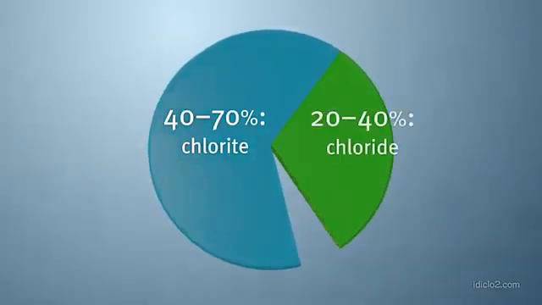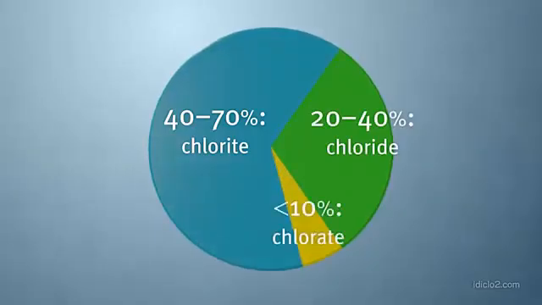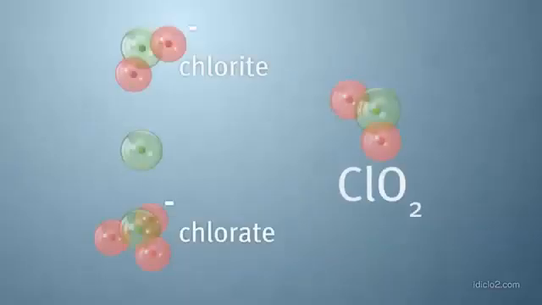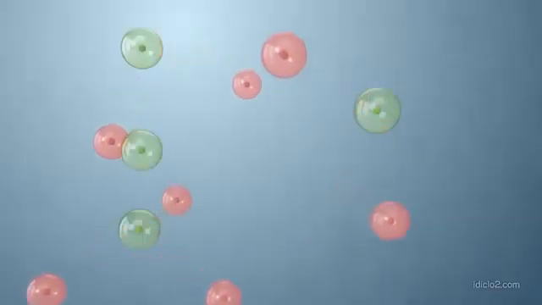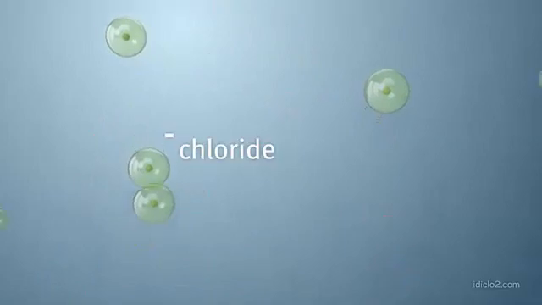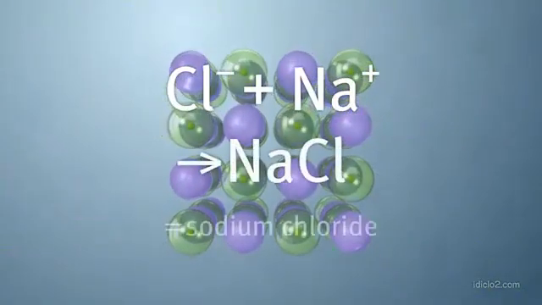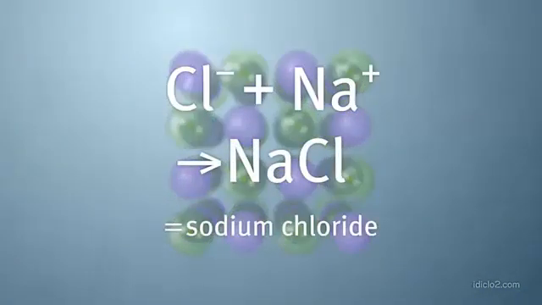20 to 40% of the applied dosage will convert to chloride, and less than 10% of the applied ClO2 will convert to chlorate ions. Chlorine dioxide, chlorate, and chlorite will all eventually decompose into chloride ions and typically become reassociated with earth mineral cations to form simple salts such as sodium chloride, table salt.